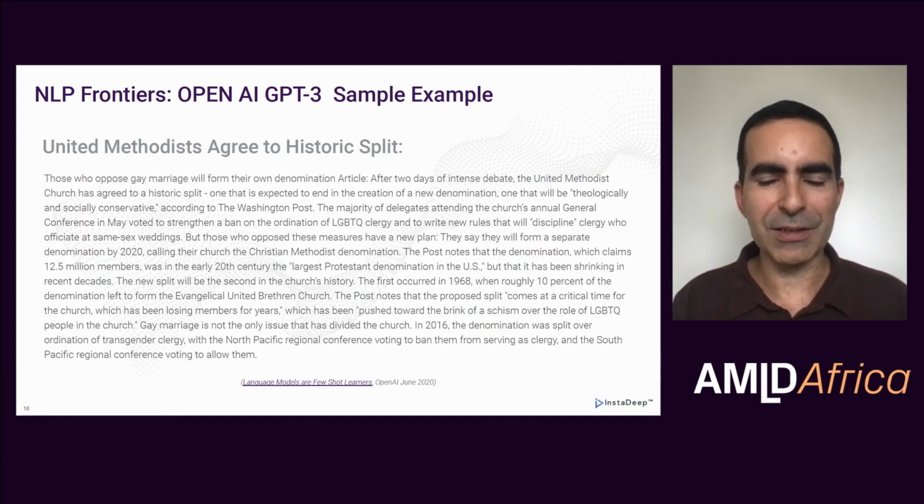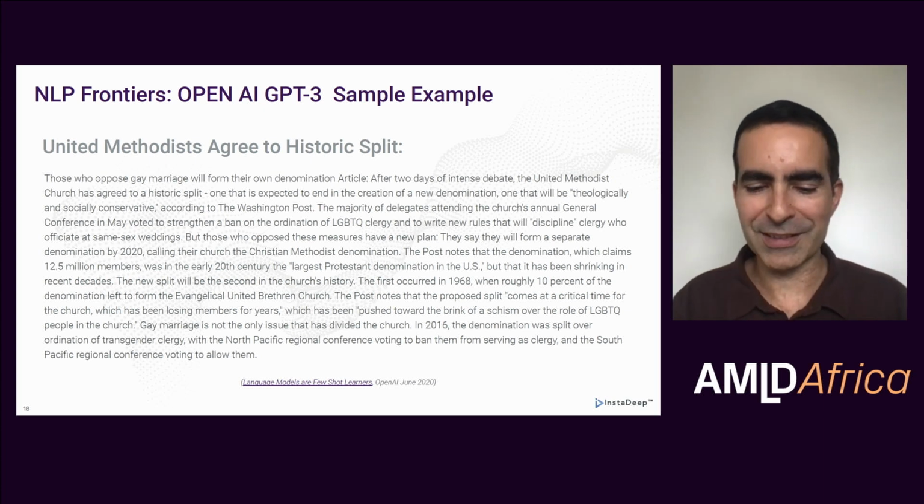And this is exactly what it did, because if you look, for example, at some of the examples, GPT-3 is a generative model and can literally build articles for you.